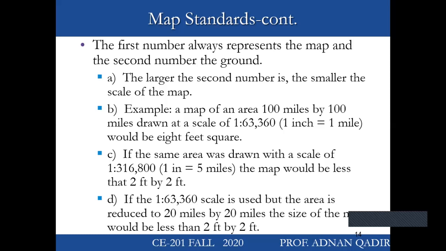If the same area was drawn with a scale of 1:316,800, it means 1 inch is equal to 5 miles. The map would be less than 2 feet by 2 feet. So the bottom line is, the larger the denominator, the smaller the scale of the map. Well, this is very logical. Divide 1 by 10,000 and 1 by 100,000, which is smaller? That's very obvious.